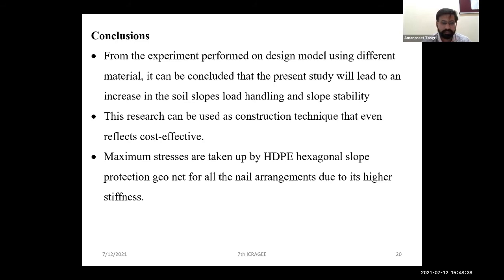Maximum stresses were taken by the biaxial polypropylene unit, and this could be due to the higher stiffness. Sorry, I had mistakenly written HDP over here.